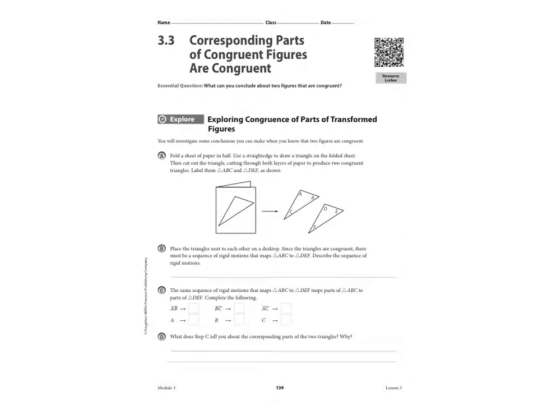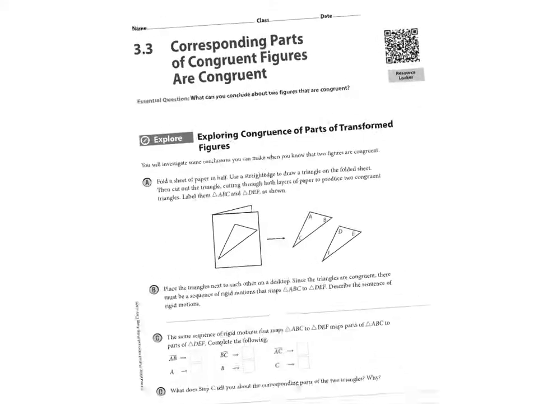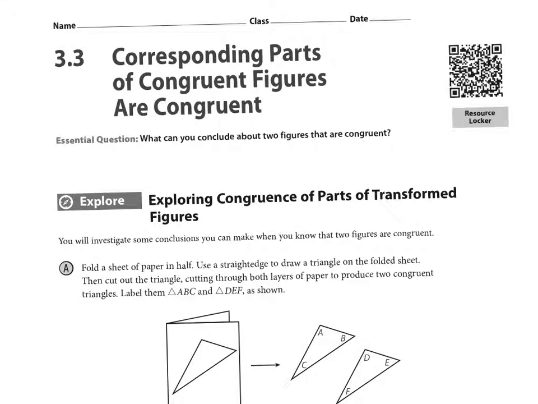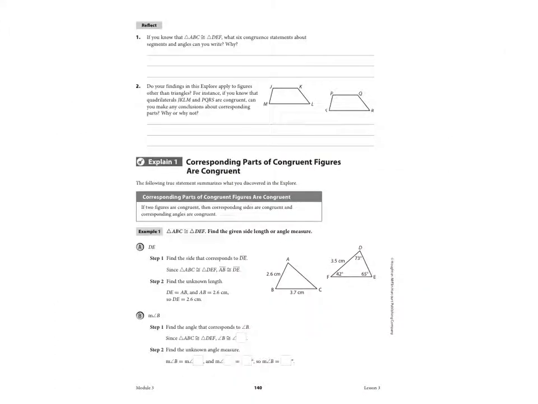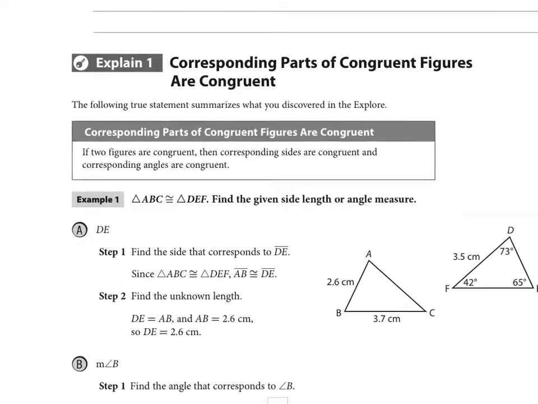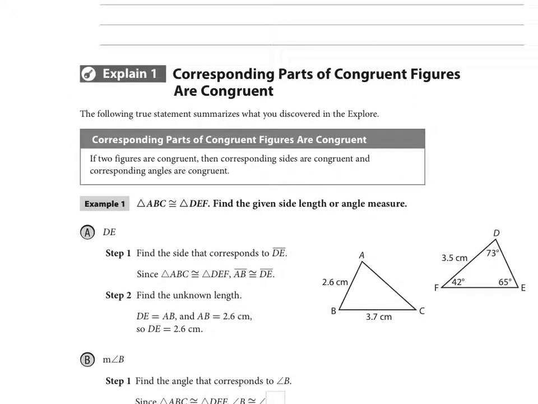All right, so 3.3, corresponding parts of congruent figures are congruent, and the essential question is, what can you conclude about two figures that are congruent? So if you turn the page to 140, halfway down, corresponding parts of congruent figures are congruent. So if two figures are congruent, then their corresponding sides are congruent and their corresponding angles are congruent, okay?